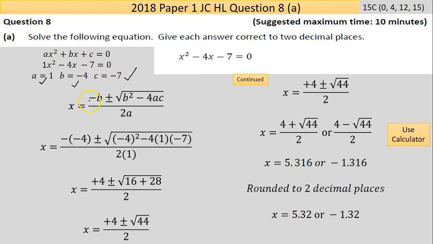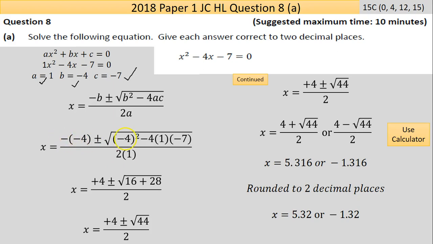Now I've identified my numbers and I have my formula, I can just put them in. I would suggest for this formula to put every single number in brackets. So instead of the b, I put minus 4 in brackets. Instead of the b here, I put minus 4 again in brackets. Instead of the a and the c, I put in 1 and minus 7 in brackets. And last but not least, on the bottom, I replace the a value by 1. And that's the formula completely filled in.